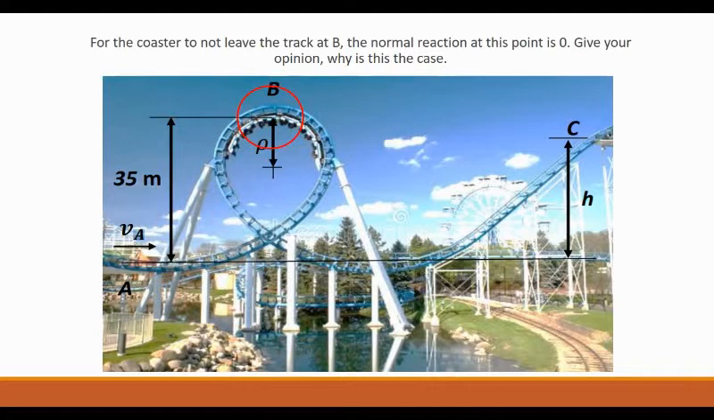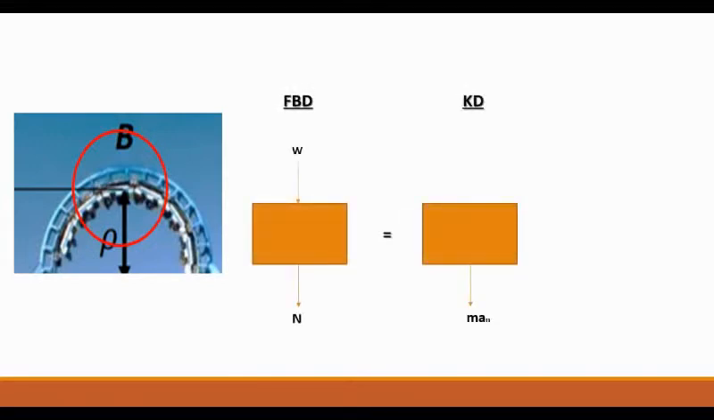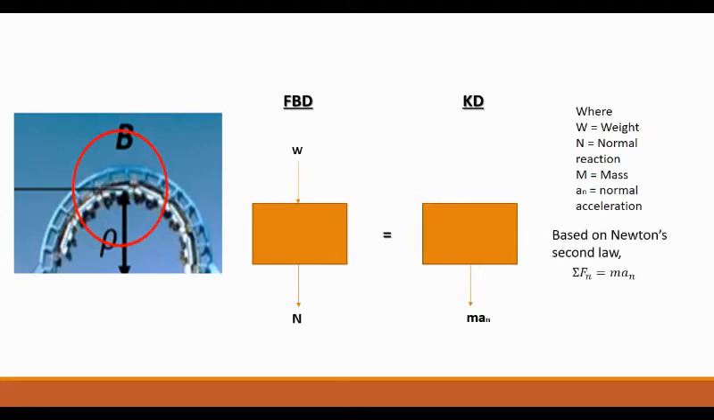A. For the coaster to not leave the track at point B, the normal reaction at this point should be 0. Before I give my opinion, I would like to explain the free body diagram and the kinematic diagram for the coaster at point B. At point B, the free body diagram and the kinematic diagram are as shown. The weight and the normal reaction are all pointing downward. So, to explain my opinion, I would like to use Newton's second law, which is the summation of force is equal to mass times acceleration.